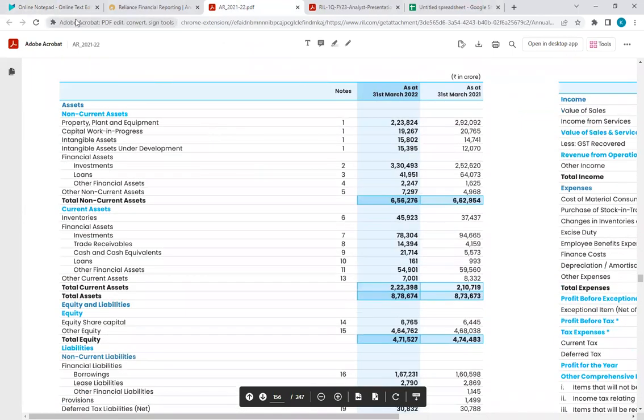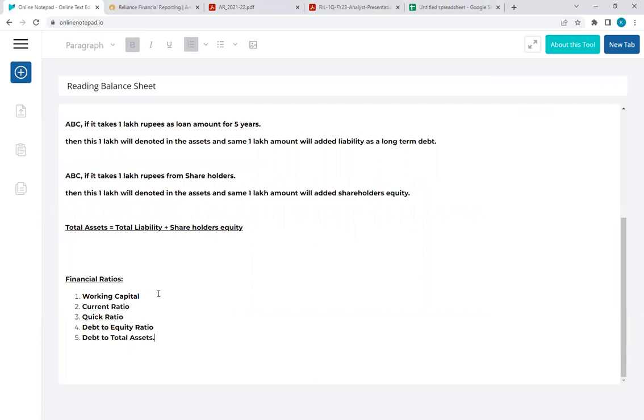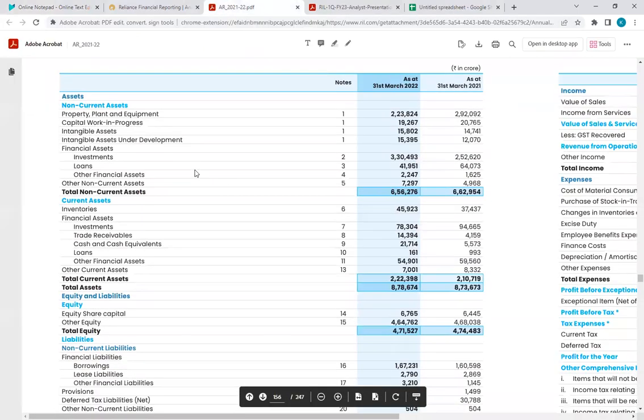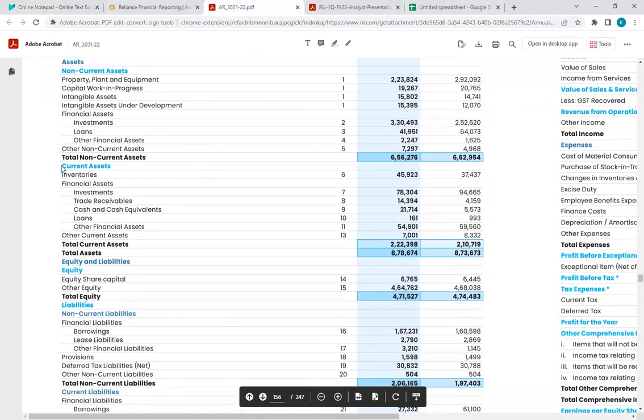Okay, so let me tell you more about this. So what is the working capital ratio? Working capital ratio is equal to current assets minus current liabilities. So what is this ratio trying to give us information about? If I go here, what is the current assets value? Total current assets here is 2,22,398.